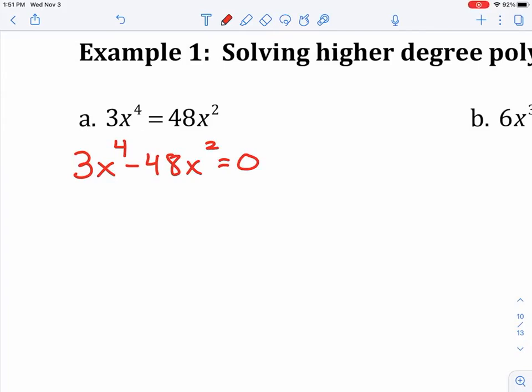I know I can factor x squared out, but I think I can actually factor a 3 out also. So I can factor 3x squared out of that. When I take 3x squared out of 3x to the fourth, I'm left with x squared. And when I take 3x squared out of 48x squared, I'm left with negative 16. So I'm just factoring out a GCF.